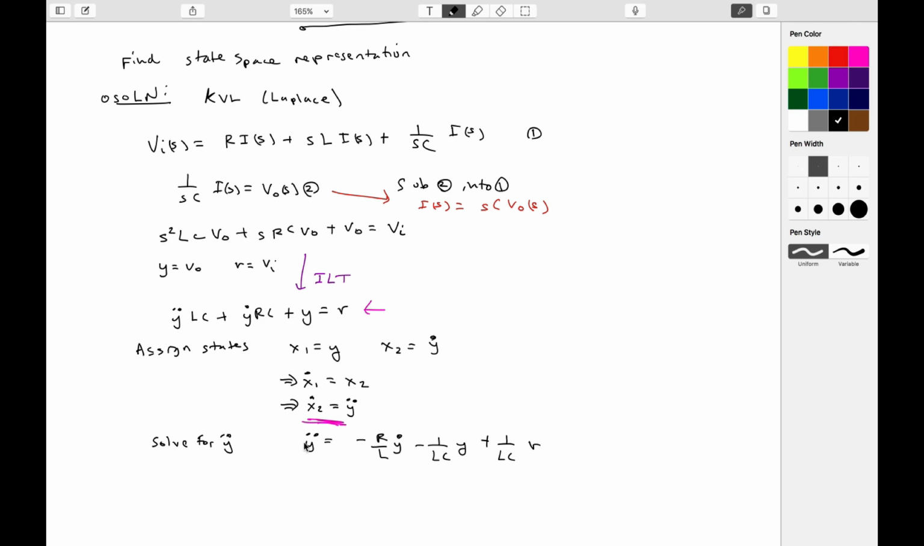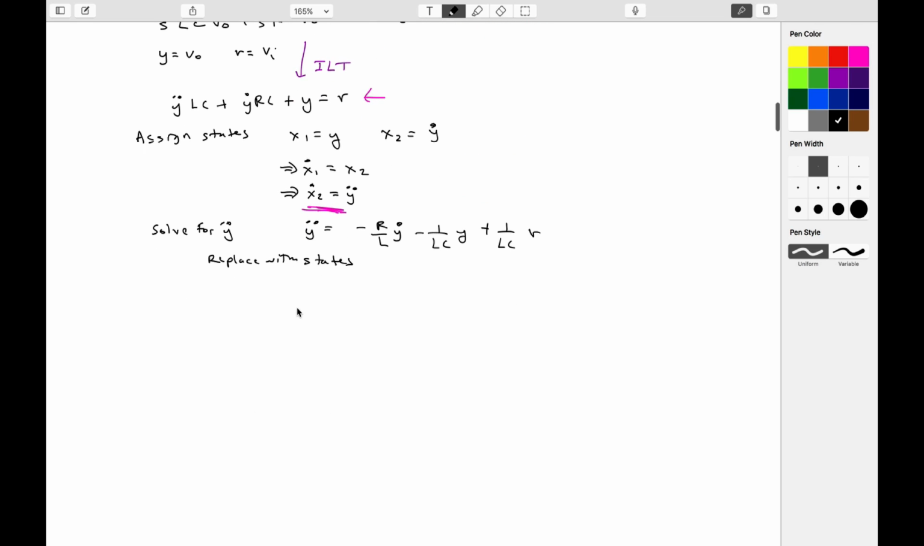Okay, so then let's replace with the state representation. So we'll just replace this with the states. And what we'll get then is that we have x2 dot is equal to minus r over L x2 minus 1 over LC x1 plus 1 over LC times r. Okay, so what we can do is collect these into matrices.